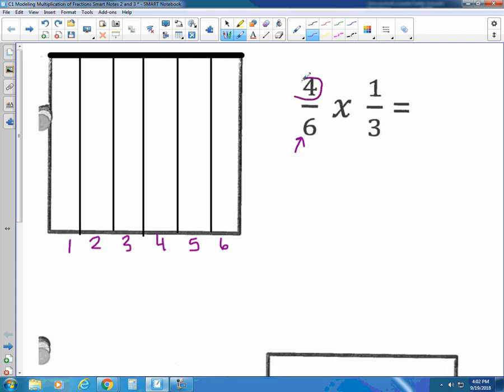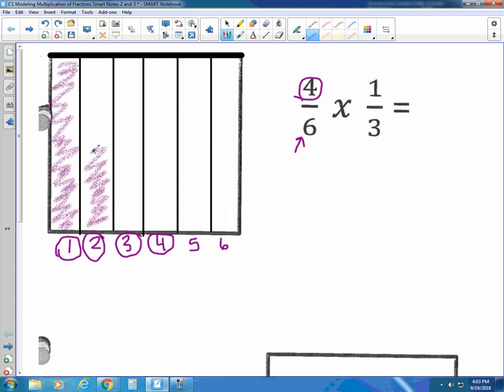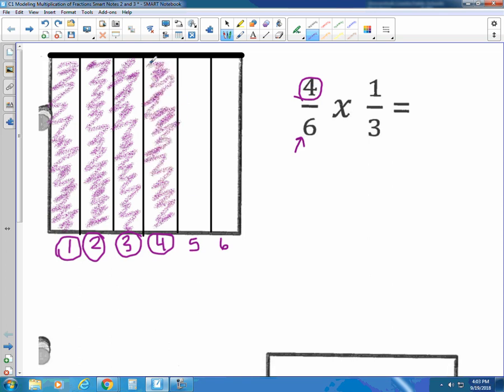Okay, so now my numerator represents how many of these need to be shaded. So I'm going to circle the columns that I'm going to shade, and then shade them in. It's a little hard with my mouse. Okay, so there's one column shaded, 2, 3, and 4. You have to take care of one fraction at a time. So I've now represented my 4/6 with columns.